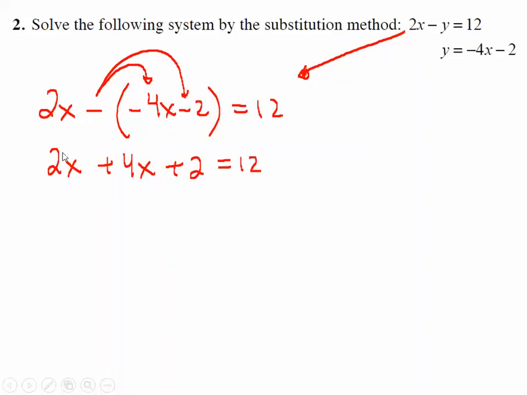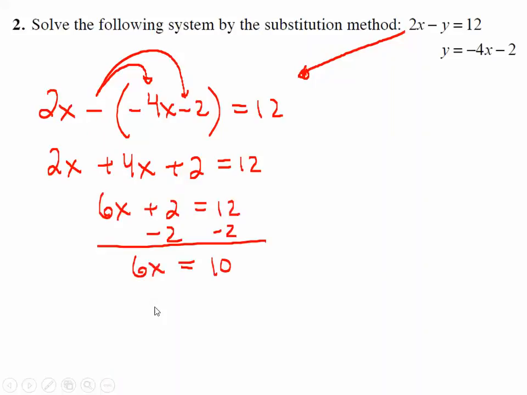Then collecting like terms, the 2x and the 4x make a 6x. At that point, let's subtract 2 from both sides. Divide by 6, and yes, we do have a fraction on our hands here. Dividing both by 2, how about 5/3 for our x value?